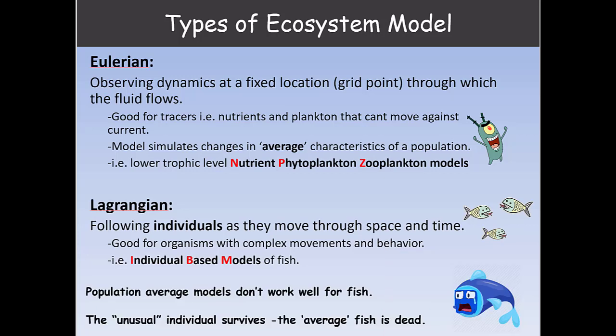The Eulerian or the population average style models don't usually work very well for fish or many invertebrates. The saying goes it's the unusual individual that survives and the average is dead, which is why it's important for us to follow the behavior and movement of a large number of individuals over time throughout our environment in order to understand where and what conditions are good for survival for the individuals.